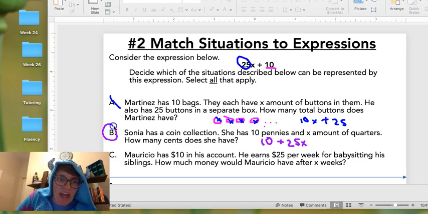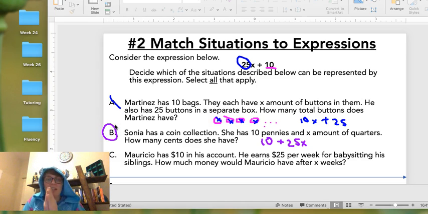So this is one of the correct answers. Select all that apply. Let's make sure we got it. She's got this coin collection, 10 pennies. That's just by itself. It's a constant. We're just adding 10. Then she's got X amount of quarters, so we're going to do 25 times each number she has to figure out how many total quarters, how many total cents we have. Yay. Uno más, uno más. Let's check out the last one.